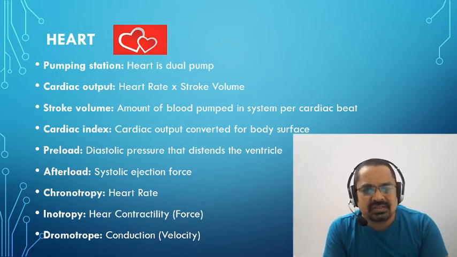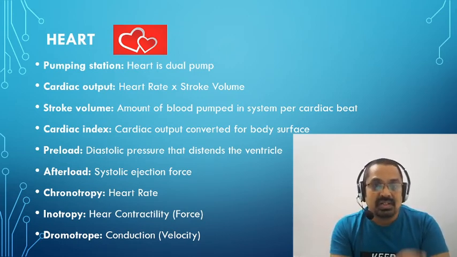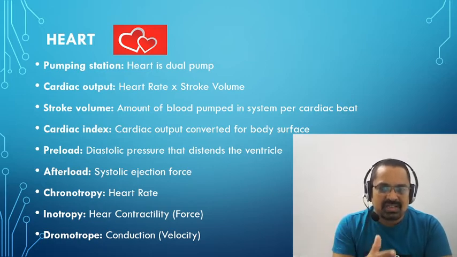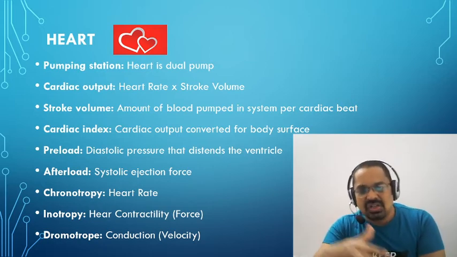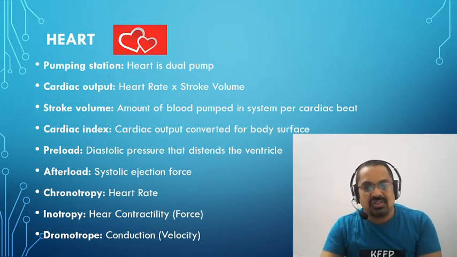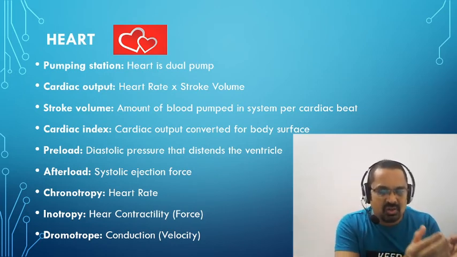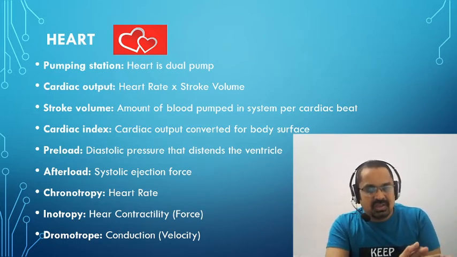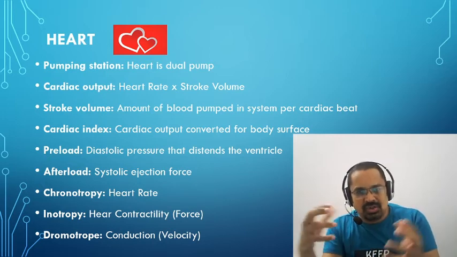Cardiac index. Cardiac index is a ratio, where the cardiac output is taken in relation to the body surface. Many times the surface of the body is very large and cardiac output is very less, so the cardiac index will drop down, which is inappropriate. So it is a relation between the cardiac output and your body surface area.